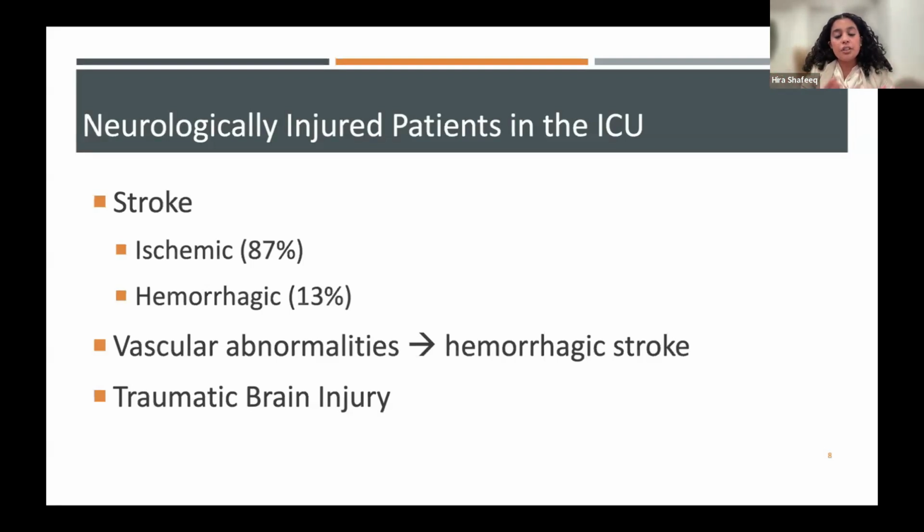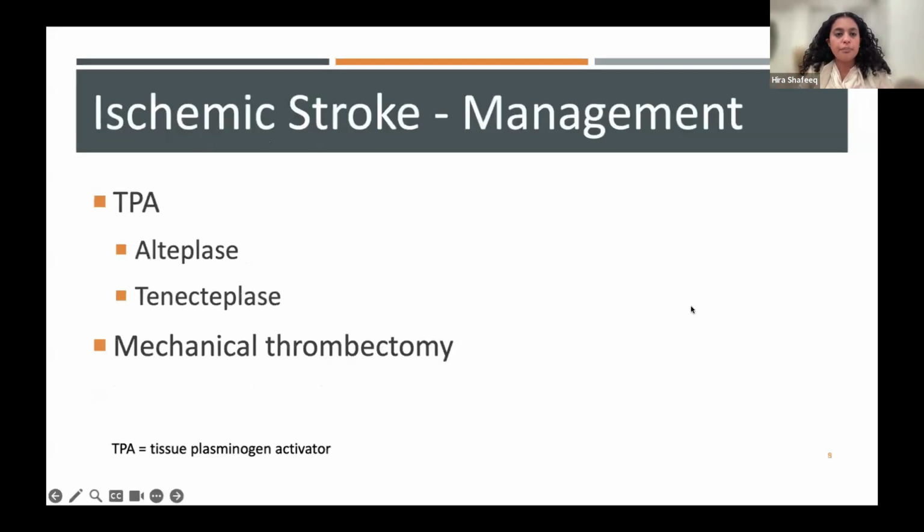You also can see vascular abnormalities. So anyone that has a vascular malformation and then ends up bleeding, that leads to a hemorrhagic stroke. And then we also have any patient that might fall and hit their head, or get into an accident and hit their head, and that's a large number of patients that you also see. So anyone with a traumatic brain injury, that's sort of how they're classified, mostly in the ICU.